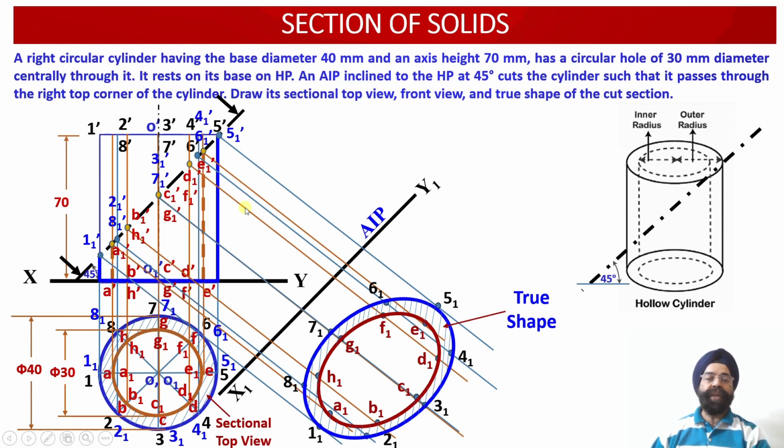So here we have been able to obtain the sectioned front view projections, the sectioned top view projections, and the true shape projections of the cut section of a circular hollow cylinder which has been cut by an auxiliary inclined plane at an angle of 45 degree with respect to the horizontal plane, and this cutting plane passes through the right corner of this particular hollow cylinder. So this is all for today.